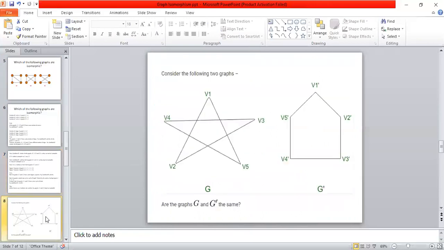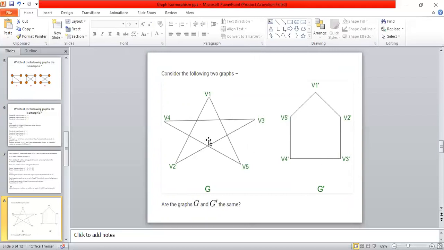Next, one more example we have. Consider the following two graphs. Are the graphs G and G dash the same? We need to check those necessary conditions. V1, V2, V3, V4, V5. This graph is having 5 vertices. Check vertices of other graph: 1, 2, 3, 4, 5. This is having 5 vertices.